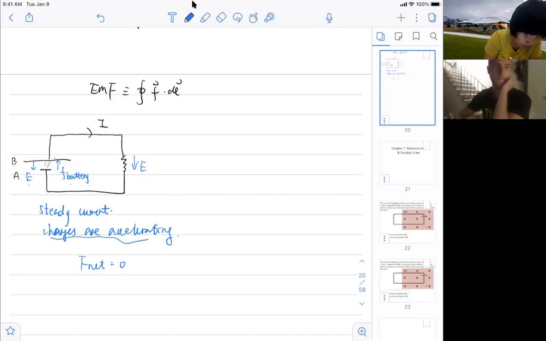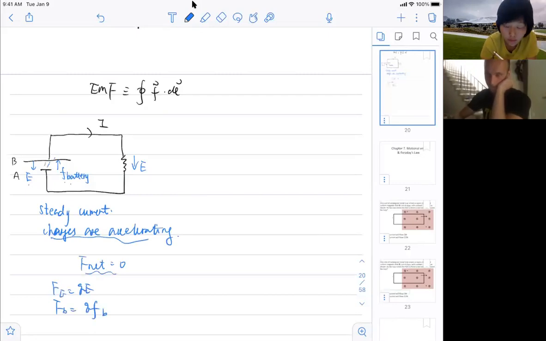This is force per unit charge. The force from the E field is QE, right? The force from the battery is Q times F of the battery. Because the net force is 0, you can say E plus F of the battery must be 0.